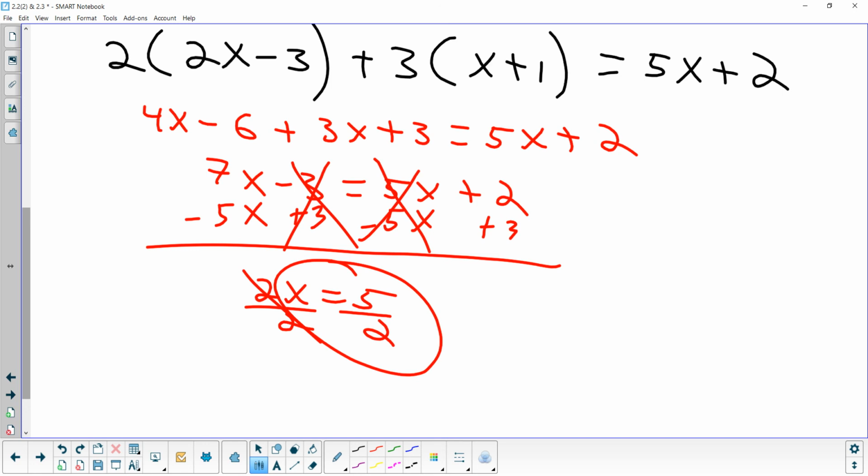So that's solving a linear equation. We could check it, we're not going to check it. But that's the answer. x equals 5 halves. Any questions on that?